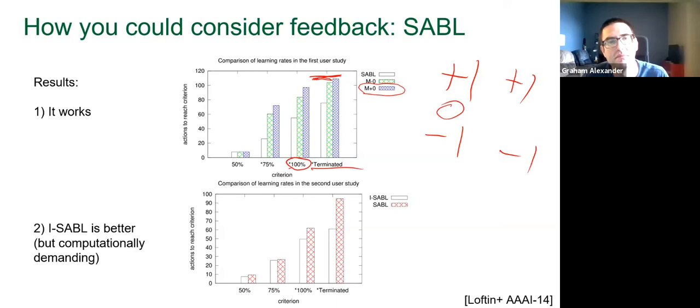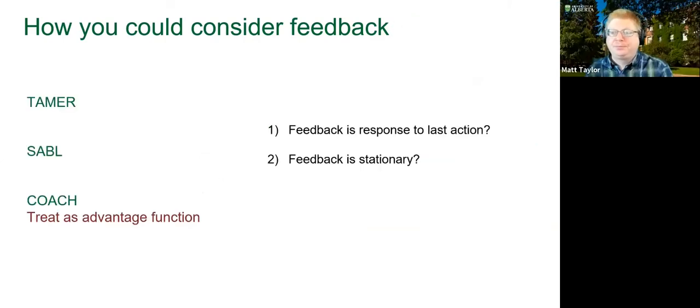All right. So this was Sable. And then the other method that I wanted to mention was Coach. So for those of you who are reinforcement learning people, spoiler, we treated the human feedback as an advantage function.